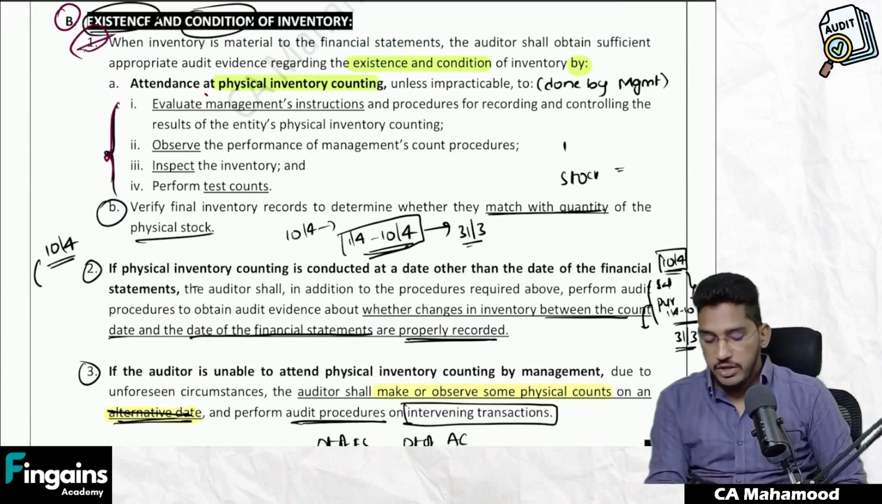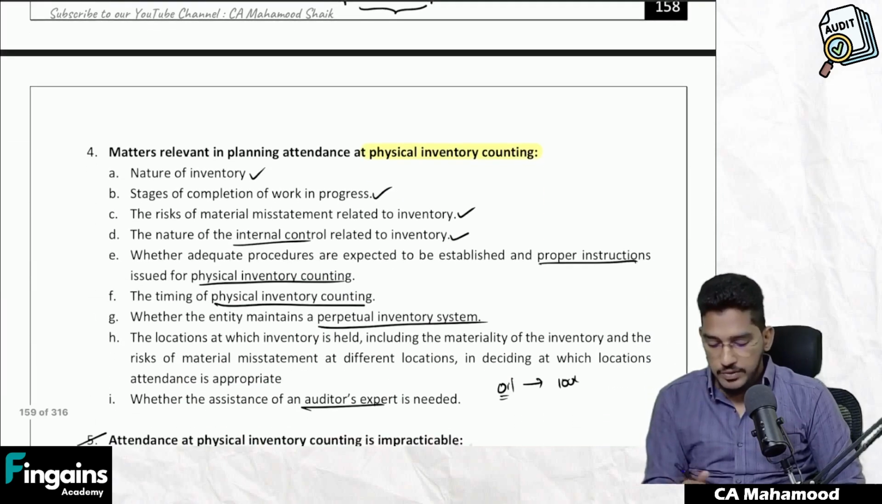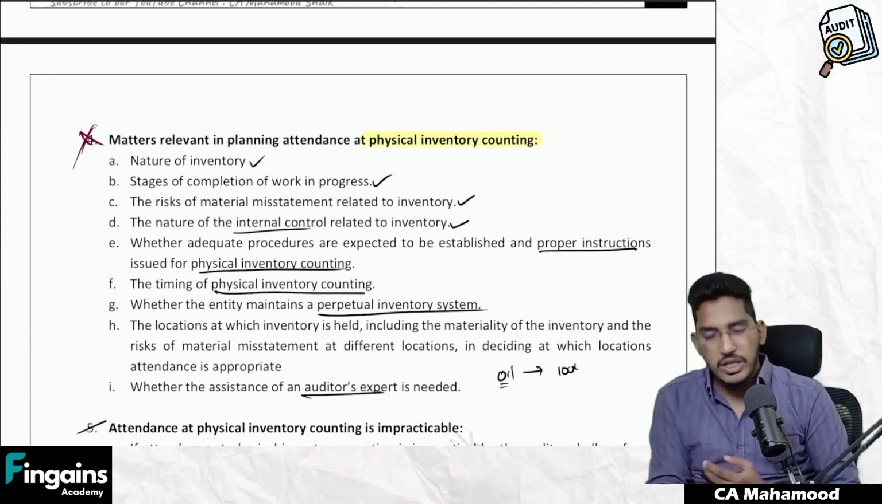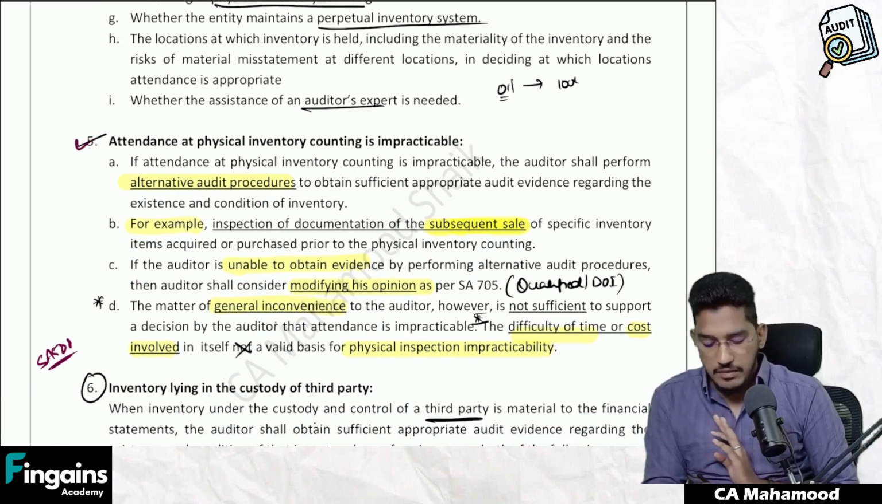So I will write the first point. Don't write these detailed points. Then I will write the second point. Third point also I will write. This point I will skip. What matters you have to keep in mind while doing inventory counting, this point I will skip. This I will not write. Then this point also I will write a summary. I will write only the first point.